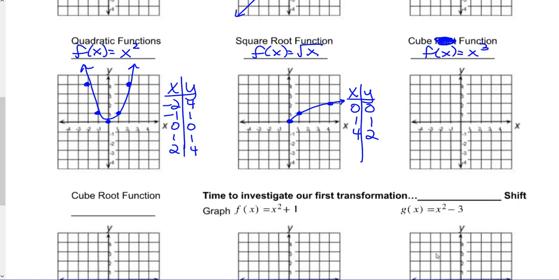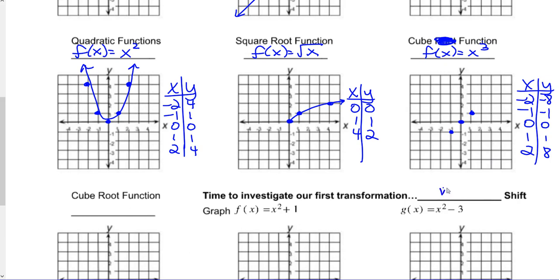And the points that we have, if we look at negative 2 to positive 2 on the integers, and I cube each one of those because that's what my function tells me to do, I get negative 8, negative 1, 0, 1, and 8. So obviously negative 2, negative 8 is way down here somewhere. Negative 1, negative 1, 0, 0, 1, 1 is this point, and 2, 8 is up here somewhere.